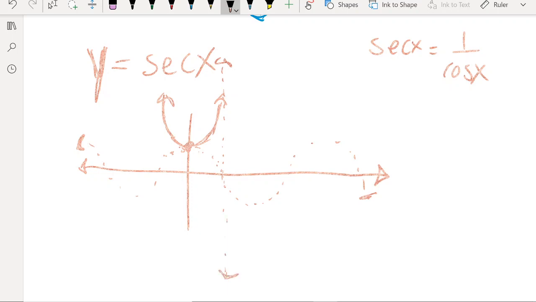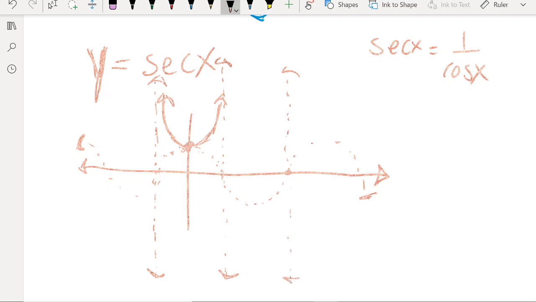Every time the cosine wave that it's built off of starts to turn around, it's actually called a point of concavity. You'll learn later on in calculus, or if you're in calculus now. But right when the wave starts to turn is where we have vertical asymptotes.